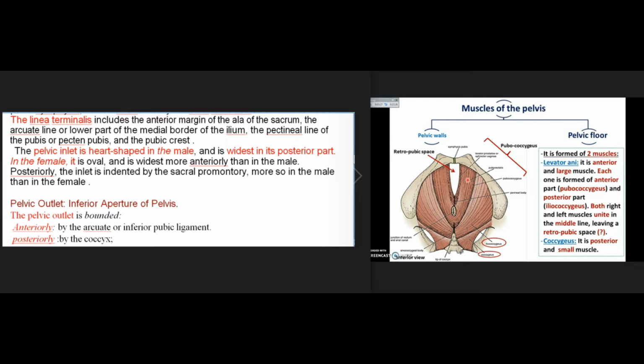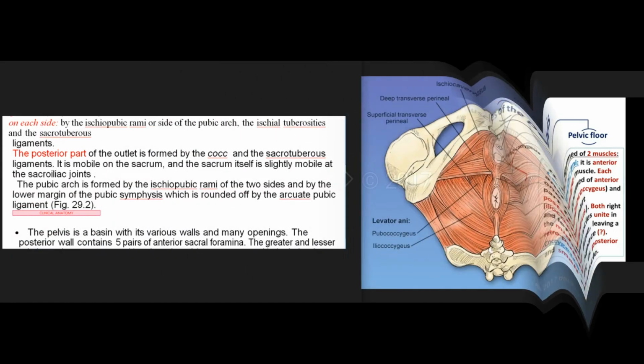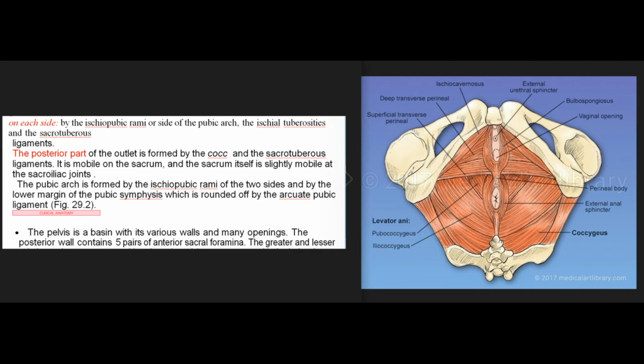Pelvic outlet, inferior aperture of the pelvis. The pelvic outlet is bounded anteriorly by the arcuate or inferior pubic ligament, posteriorly by the coccyx, and on each side by the ischiopubic rami or sides of the pubic arch, the ischial tuberosities and the sacrotuberous ligaments. The posterior part of the outlet is formed by the coccyx and the sacrotuberous ligaments.